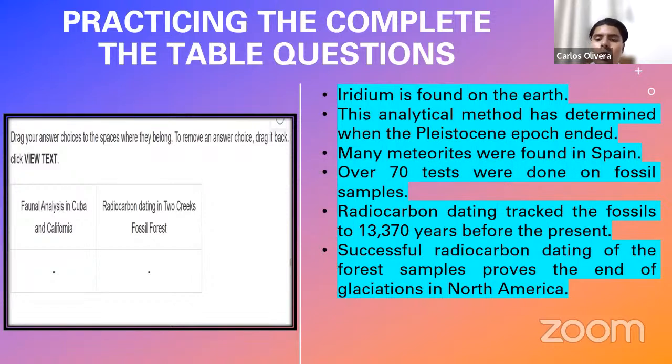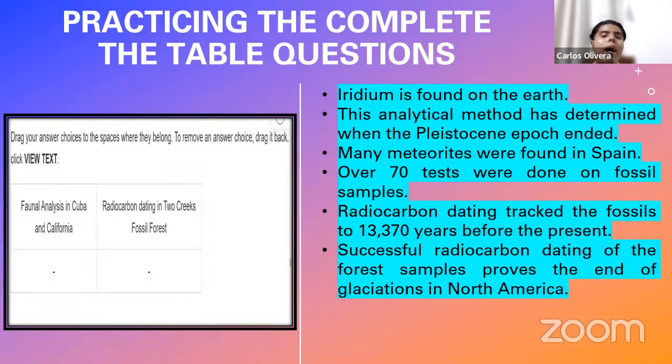Therefore, as I know that that information is part of that particular category, I will take that answer and I will drag it within the reply box. I will do something very similar to the 5th answer we have here. Radiocarbon dating tracked the fossils to 13,370 years before the present. This one, I remember, was related to the 2nd category, the 2nd study they were making in the fossil forest.